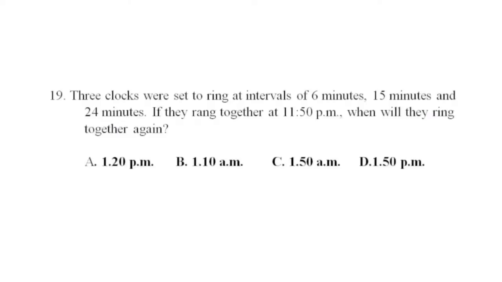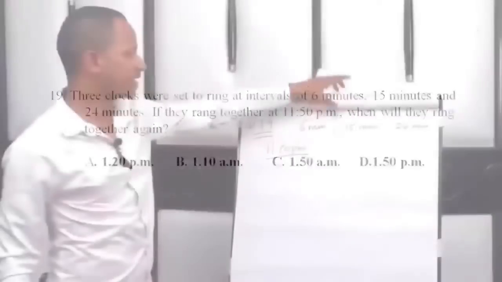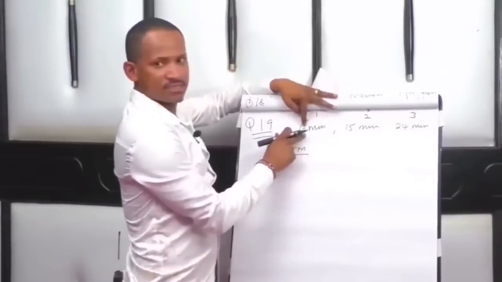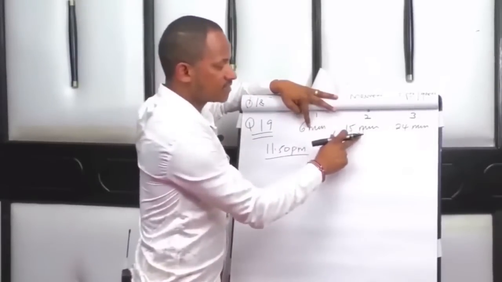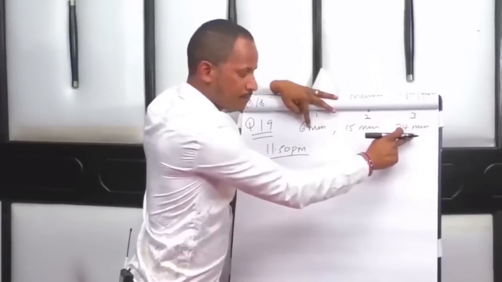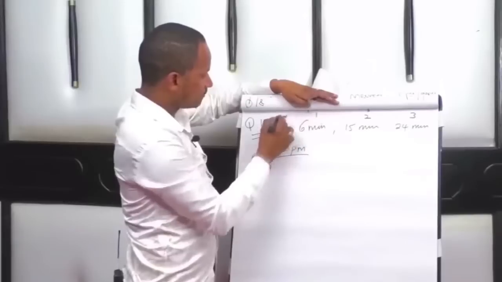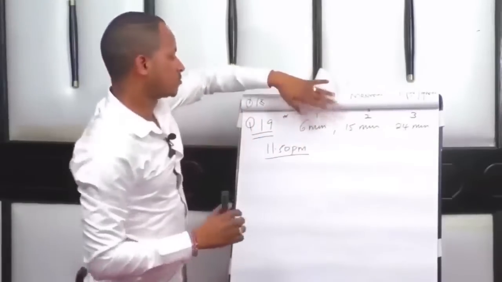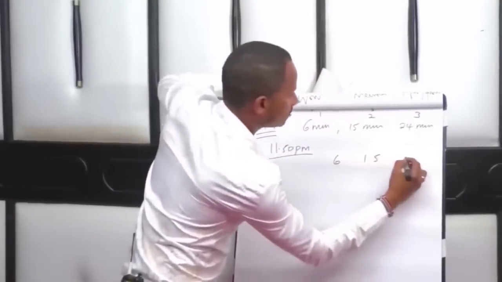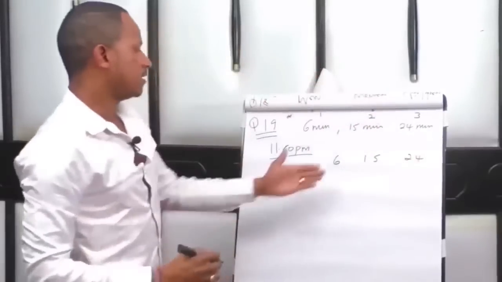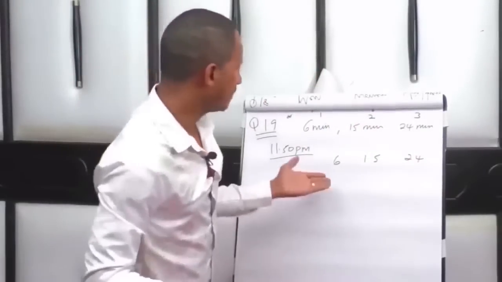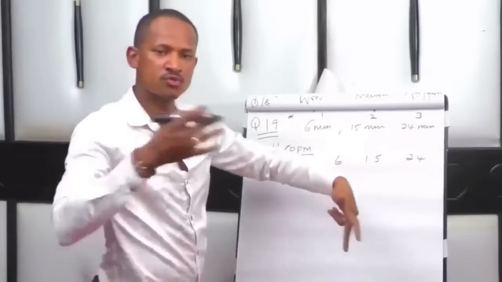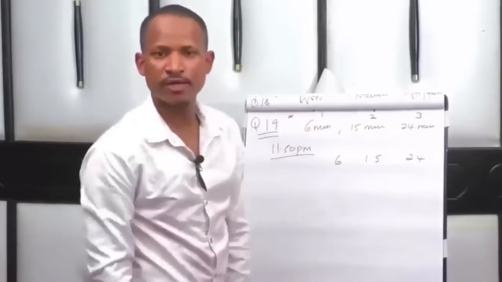These are 3 clocks. So these 3 clocks were ringing at intervals: clock number 1, clock number 2, clock number 3. One rings at 6 minutes, then another one 15 minutes later, then another one 24 minutes later. But they started together at 11:50. When will they ring together again? So we have 6, 15, 24. This question is just asking you about LCM. So find the LCM of 6, 15, and 24, and it will be in minutes. Then you change into hours. Then we see when next they are going to ring again.